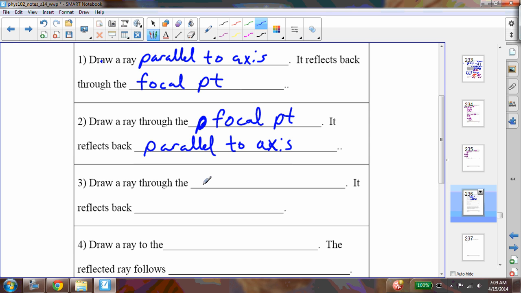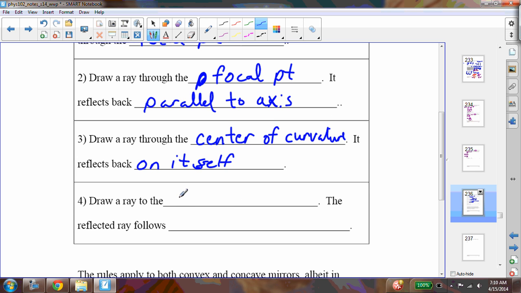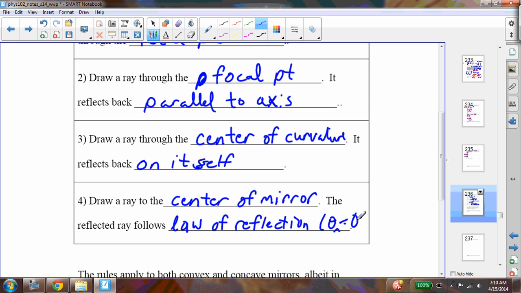Next, you draw a ray through the center of curvature. And it reflects back on itself. And then finally, you draw a ray to the center of the mirror. And the reflected ray just follows the law of reflection. And that is that theta I equals theta R.